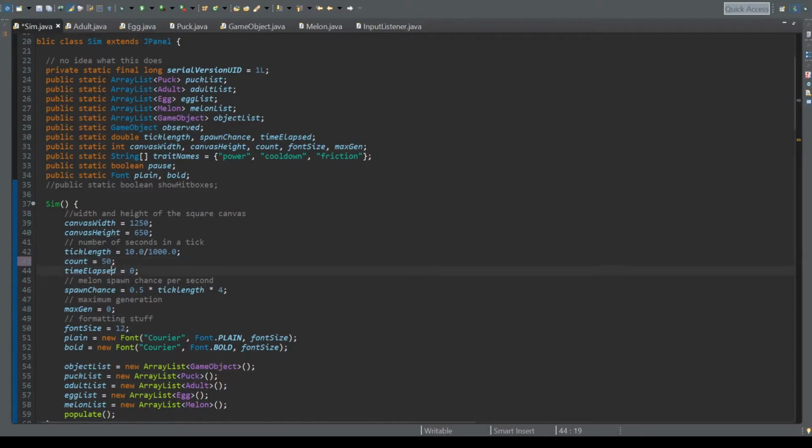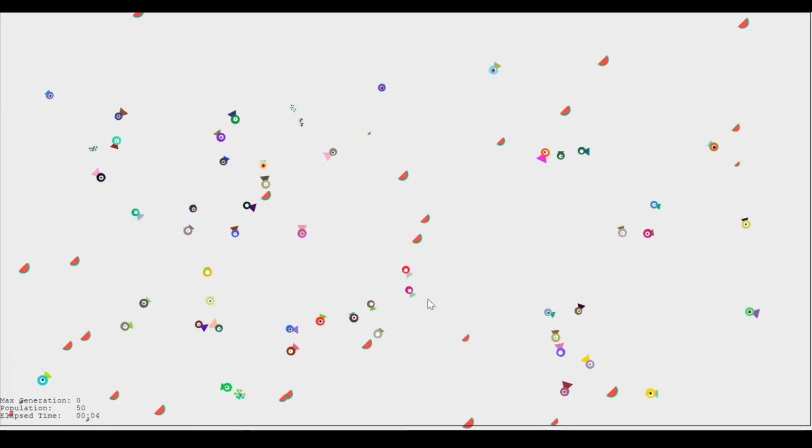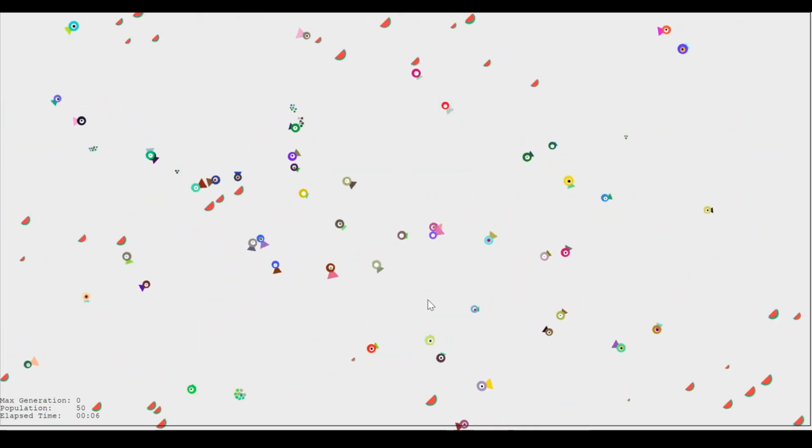And basically, let's say we can start with many pucks at the same time. Let's start with 50, and then have watermelons spawn at a pretty absurd rate, like 100 times the normal rate. And here we'll switch over, and you can see everything's happening very quickly now.